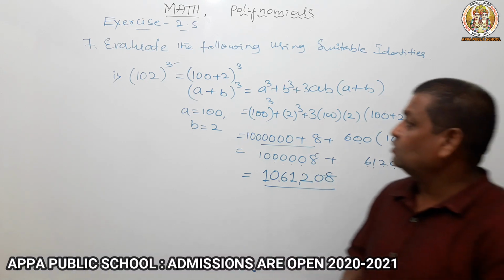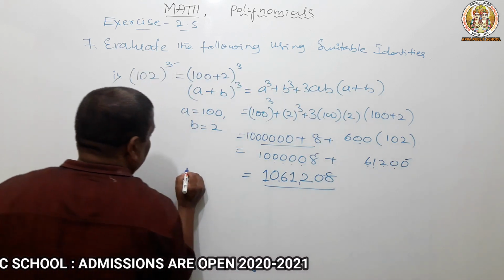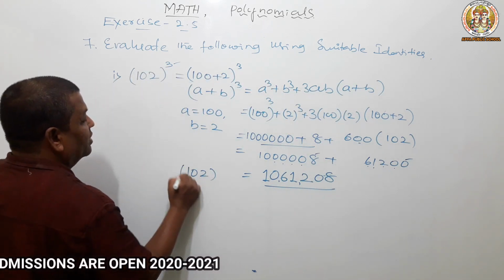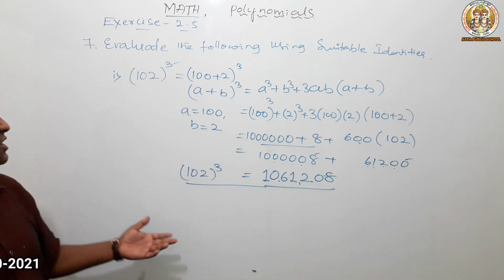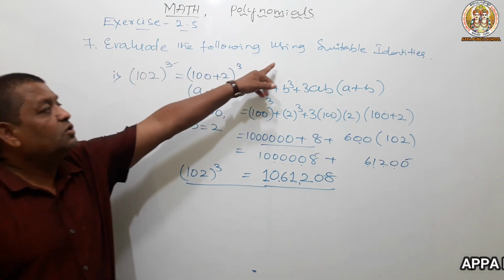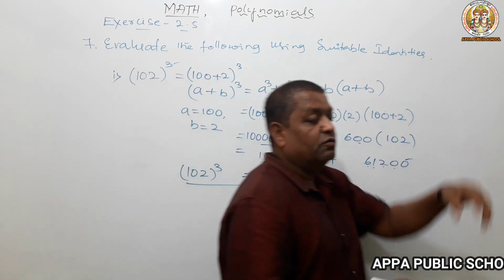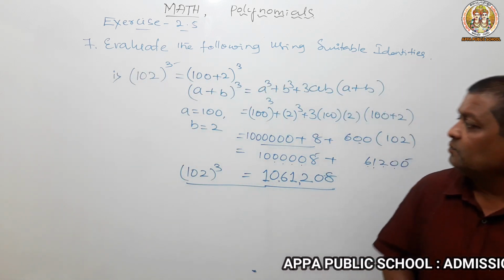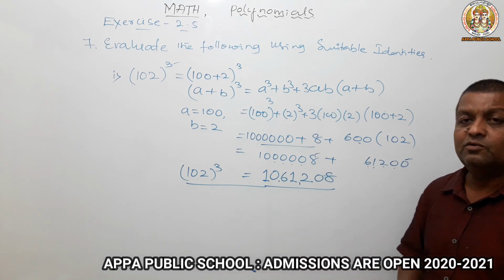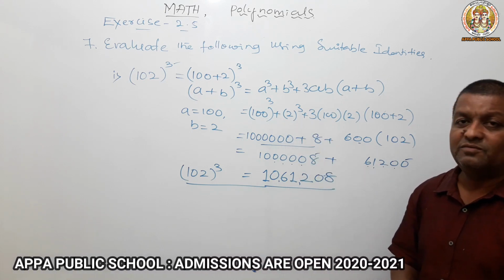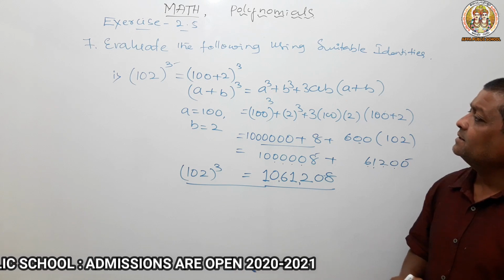So this is the answer of 102 whole cube. This is the product of 102 whole cube. Here we did not use the direct multiplication method, we just used a suitable identity to find the product. Just go through it for 1 minute. This concept can be used to solve a number of sums of that type easily.